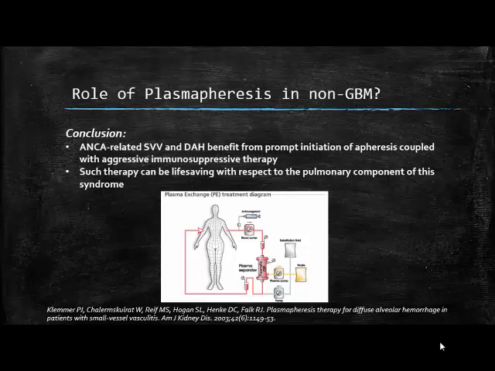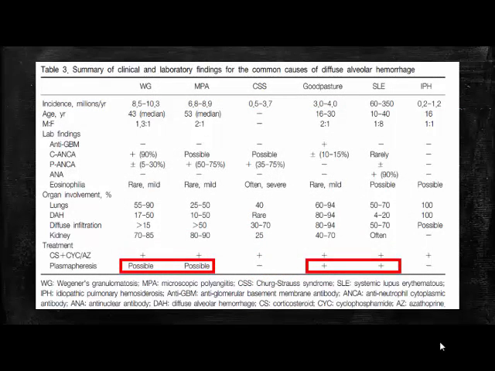ANCA-related small vessel vasculitis and DAH benefit from prompt initiation of apheresis coupled with aggressive immunosuppressive therapy, and such therapy can be life-saving with respect to the pulmonary component of the syndrome. So there is a possible role of apheresis in Wegener's and MPA. You should do it in patients who have Goodpasture's and lupus.